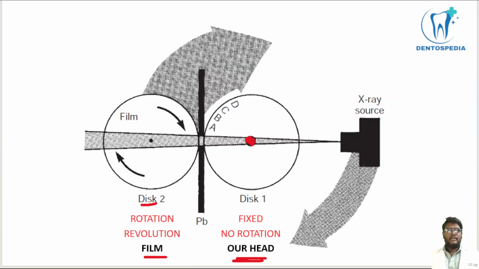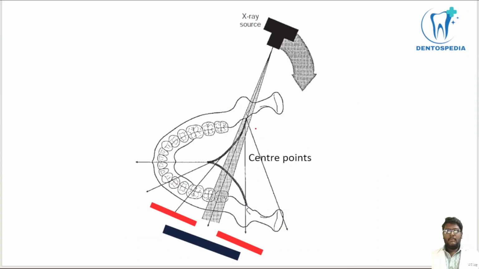But when it comes to maxillofacial radiology, we have multiple centers of rotation. So these are the centers of rotation. When we join these centers of rotation, we will get this kind of arc. That is called arc path. It is nothing but we just drew a line through the centers of rotation.